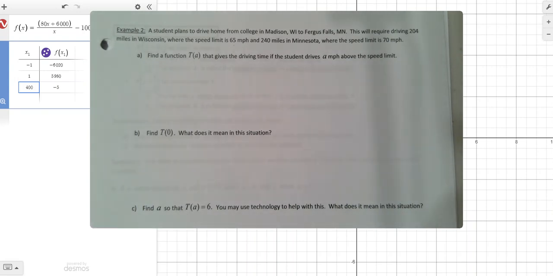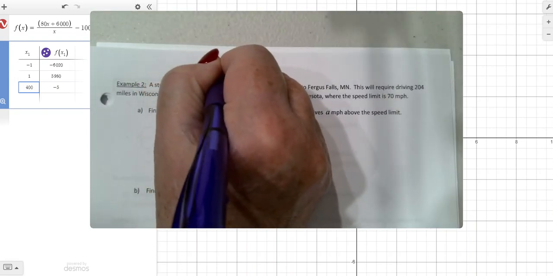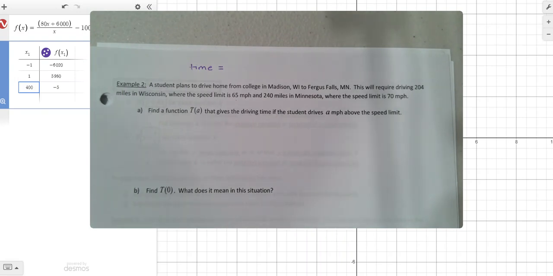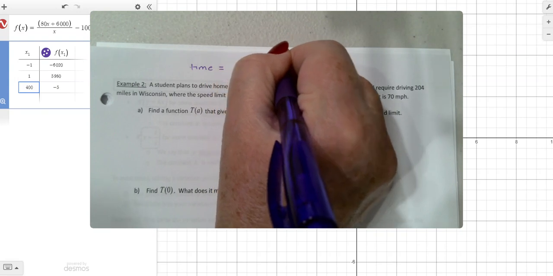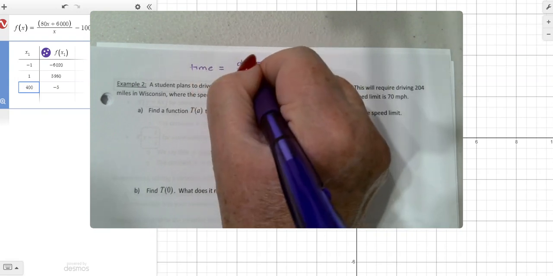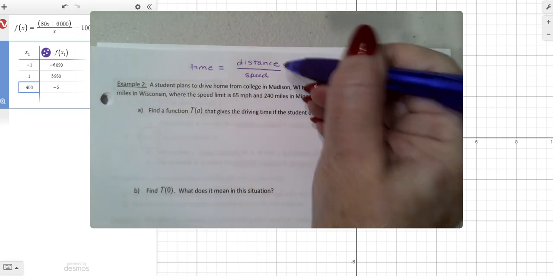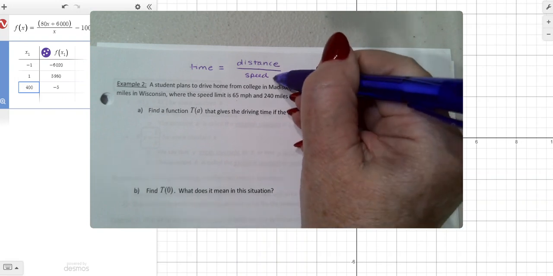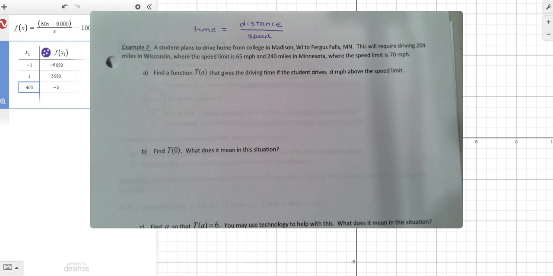Right? So let's think first of all about time. If you think about how long it's going to take you to get somewhere, you're going to take the distance that you need to drive and divide it by your speed, right? Simple example, if you're going 60 miles and you're traveling 60 miles an hour, 60 divided by 60 would give you 1 hour that it would take. So time is distance divided by speed, or sometimes we say distance divided by rate. I'm going to use that to set up my equation here.